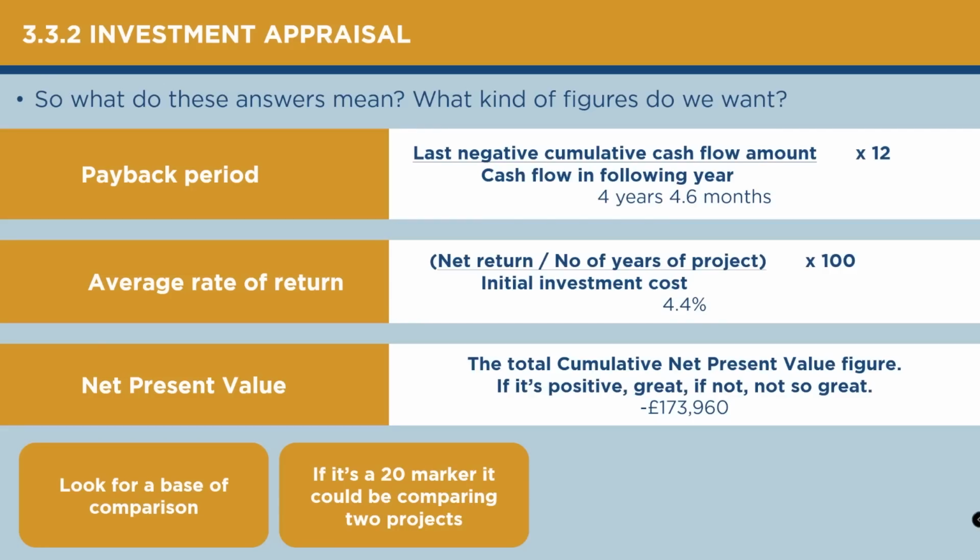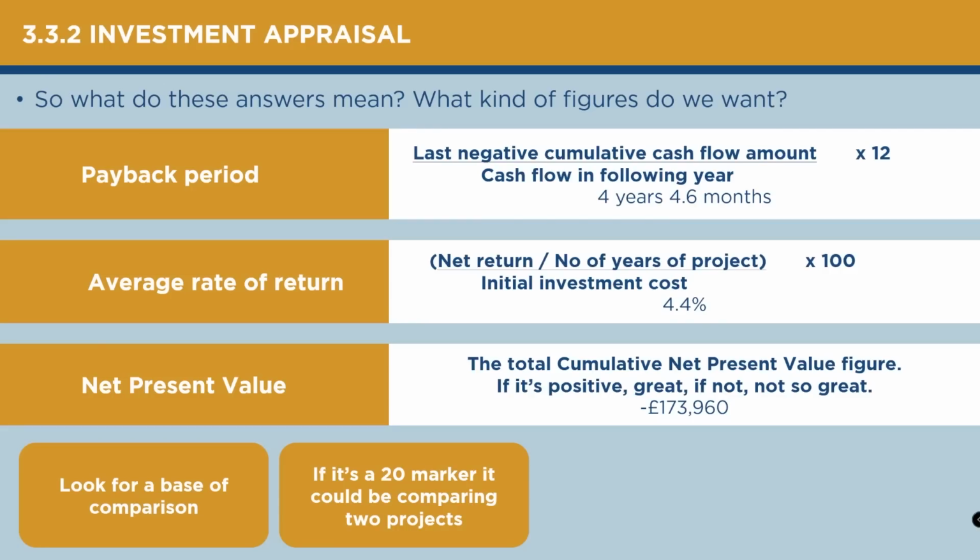Now, there are situations where you might have a really good average rate of return, but a really late payback period. That would only be the case if the vast majority of the profit was made right towards the end of the project. Typically, with an average rate of return figure, the higher the better. And the key thing with this might be you might get a base of comparison. So you might have to compare some bits of data. So look for a base of comparison. Maybe there's 2 projects, if it's a 20 marker, and you've got to compare one average rate of return to another. If the business is focusing on profits as their priority, you want the higher average rate of return.